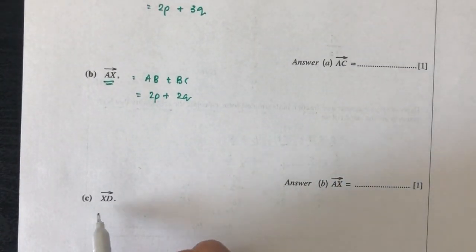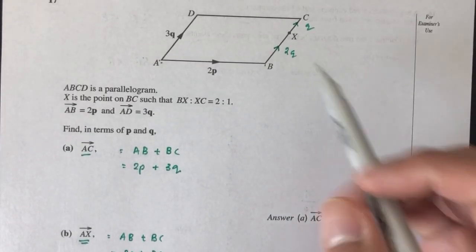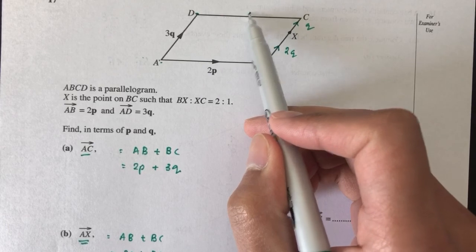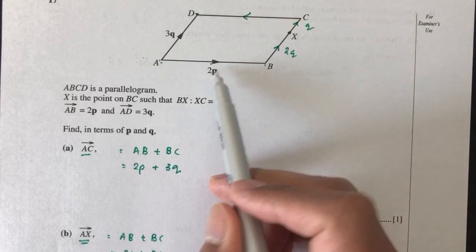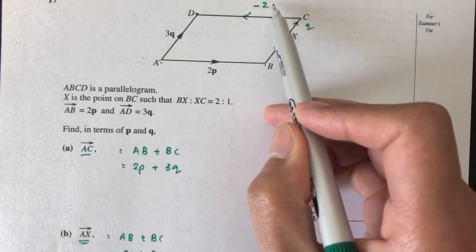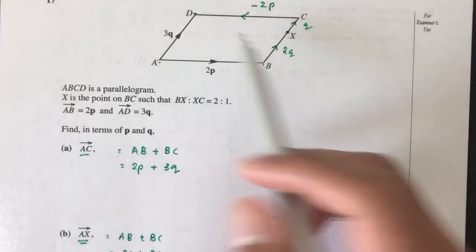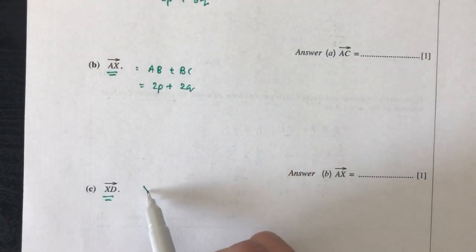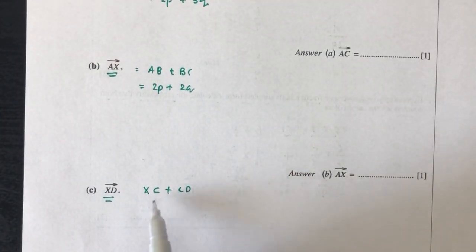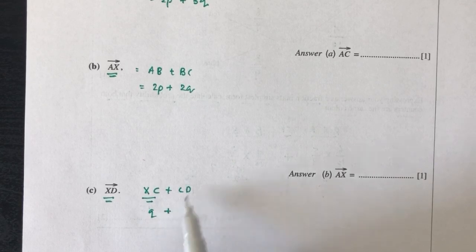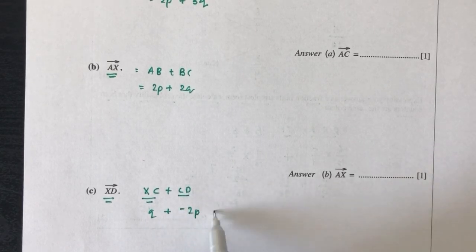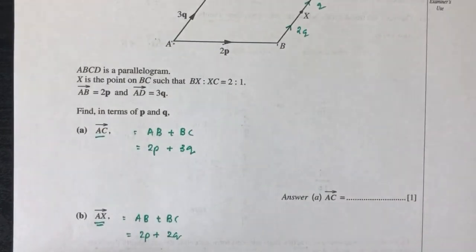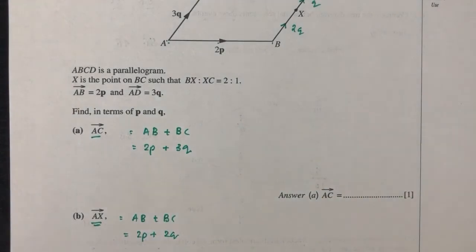Now part C, find XD. XD, we have to go up and go in this direction. So if this direction is 2p, this direction will be minus 2p. So XD will be X go to C and C go to D. XC is q plus CD is minus 2p. So your answer will be minus 2p plus q. And that is question number 17.